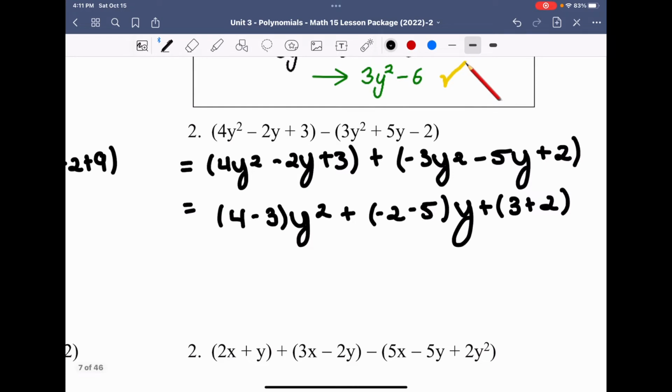All right, so now I simplify this and go 4 minus 3 is 1y squared. We don't even really need to write the 1, but I'm going to put it in there. We have negative 2 minus 5. That's a negative 7y. And then finally, 3 plus 2 is a positive 5. There we go. All right.